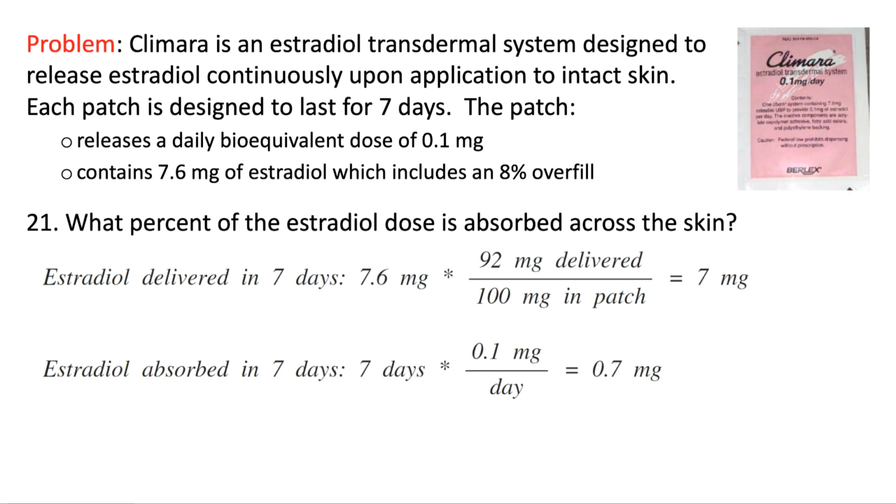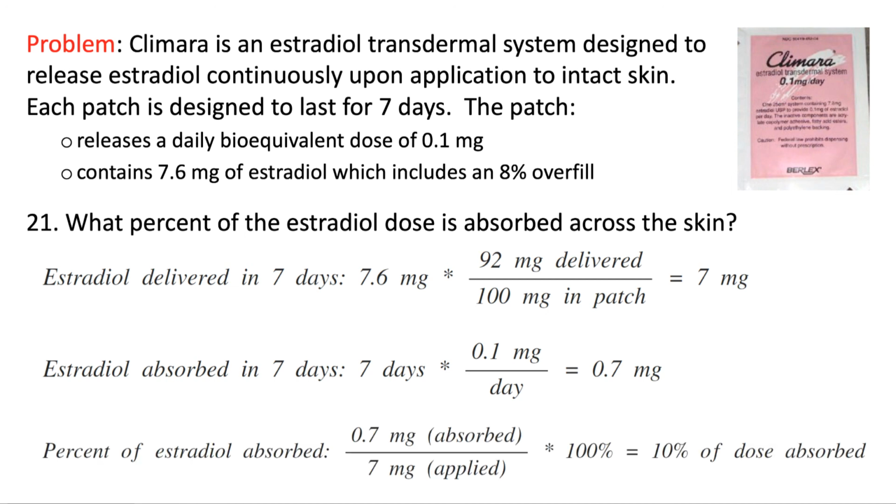So the last question wanted to know what percent of what is applied is actually absorbed. To do that, we'll take the weight absorbed in the 7 days, which we just said was 0.7 milligrams, over the total amount that the patch released over 7 days, which we said was 7 milligrams. So 0.7 milligrams divided by 7 milligrams, then times 100 to express it as a percent, would show us that 10% of the estradiol dose that is released from this patch over the 7 days actually gets absorbed through the skin and makes it into our blood system.